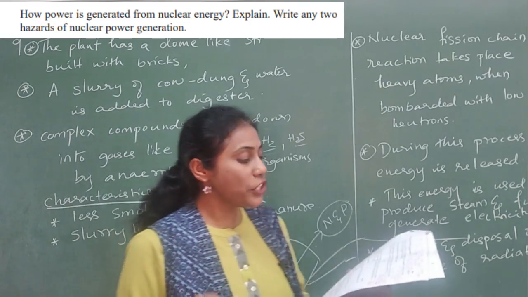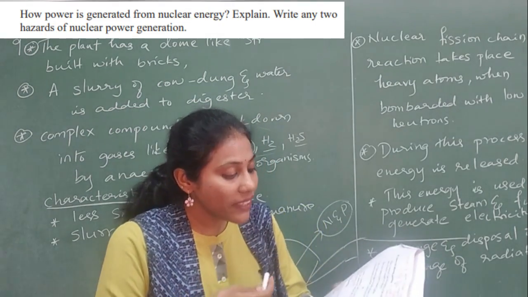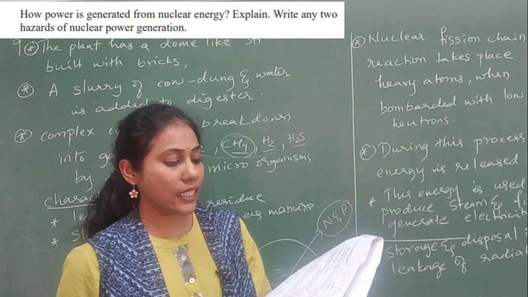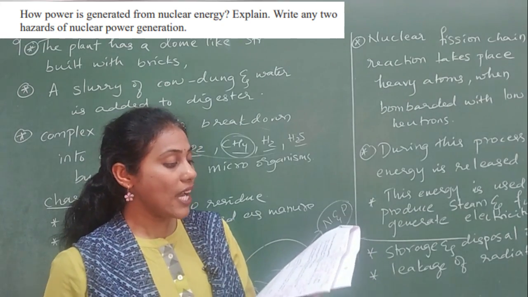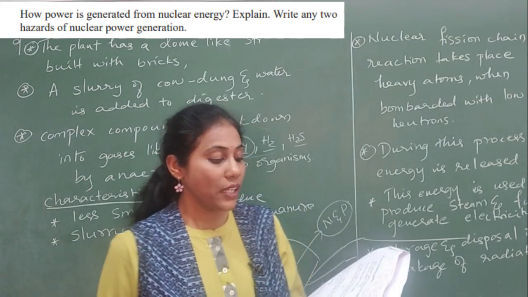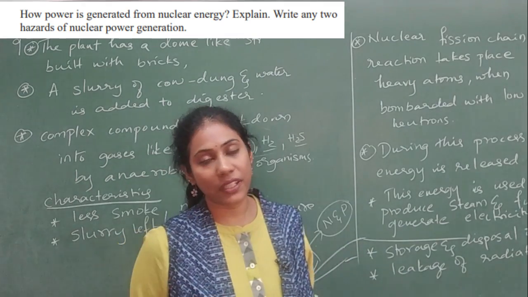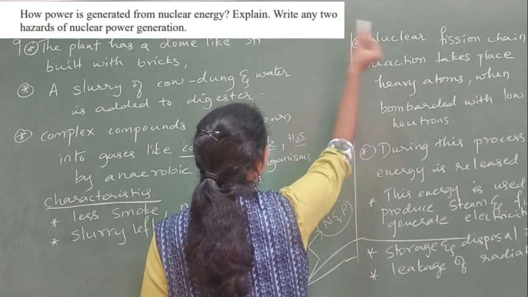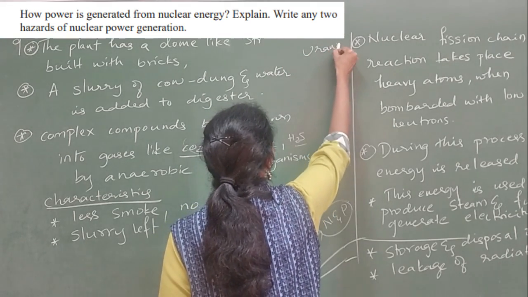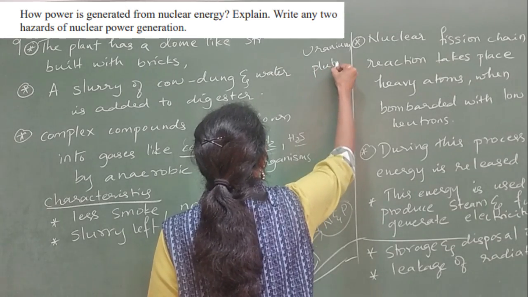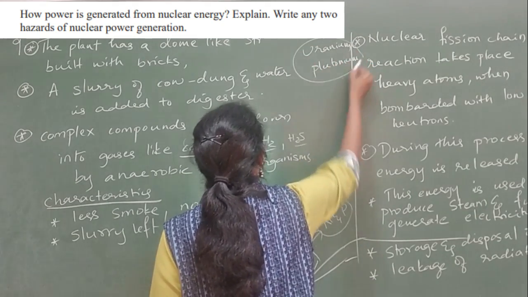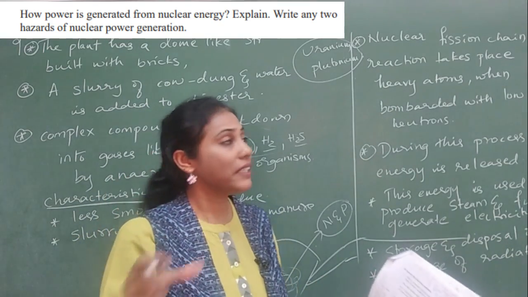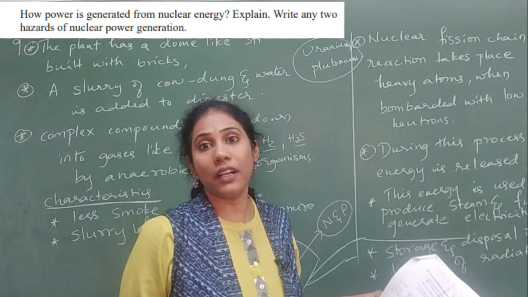In the same 9th question you have this OR question. How is power generated? Power in the sense of electricity. How is power generated from nuclear energy? Explain. Write any 2 hazards of nuclear power generation. So how is electricity produced in the case of nuclear plants? In nuclear plants we take heavy elements like uranium, plutonium. Okay, so these are the elements that are taken in a nuclear plant, which is a huge constructed structure.